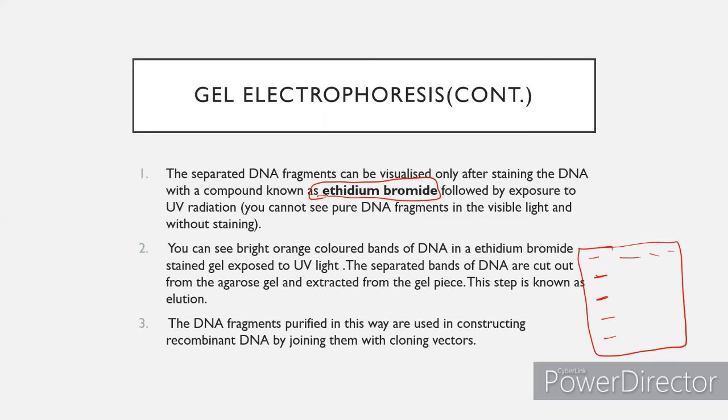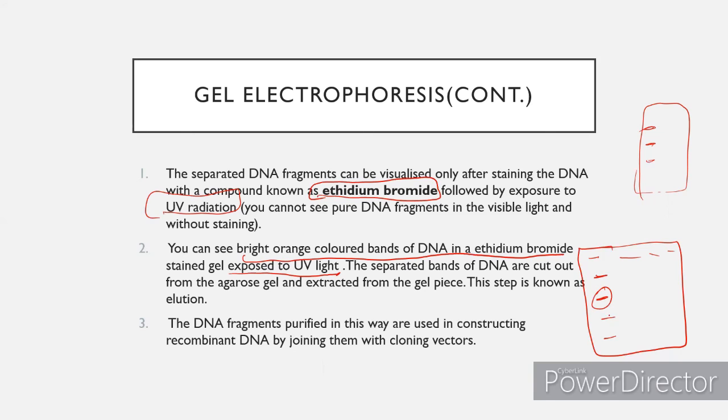And you need to immerse it in ethidium bromide followed by exposure to UV radiation. Only when you're exposed to UV radiation, you will observe, like on a computer, orange colored bands. And if you take a photograph, they'll be gray colored bands. So you can see bright orange colored bands of the DNA in an ethidium bromide stained gel exposed to UV light. Now we actually visualize the DNA fragments.